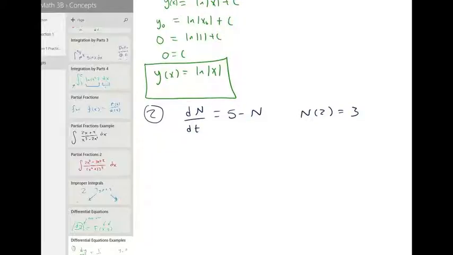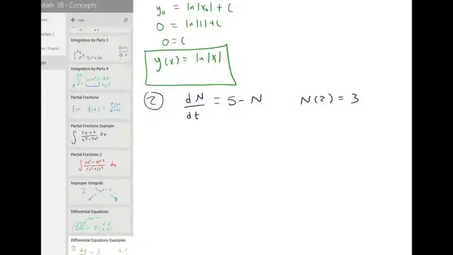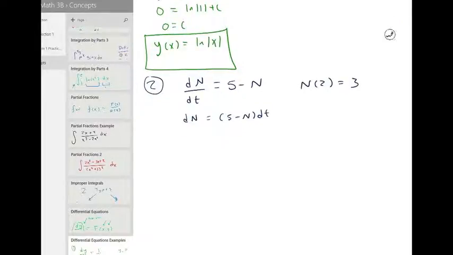So our second example is dn/dt equals 5 minus n, and we have an initial condition n of 2 equals 3. This is an autonomous differential equation because everything on the right hand side is in terms of n, the dependent variable. There's no t's on this side, so we use the same procedure and we multiply both sides by dt, and then we divide both sides by 5 minus n.